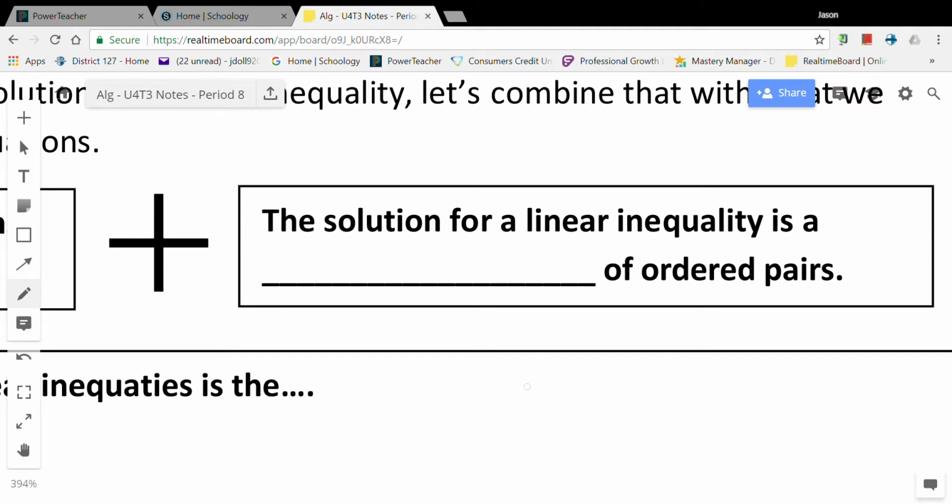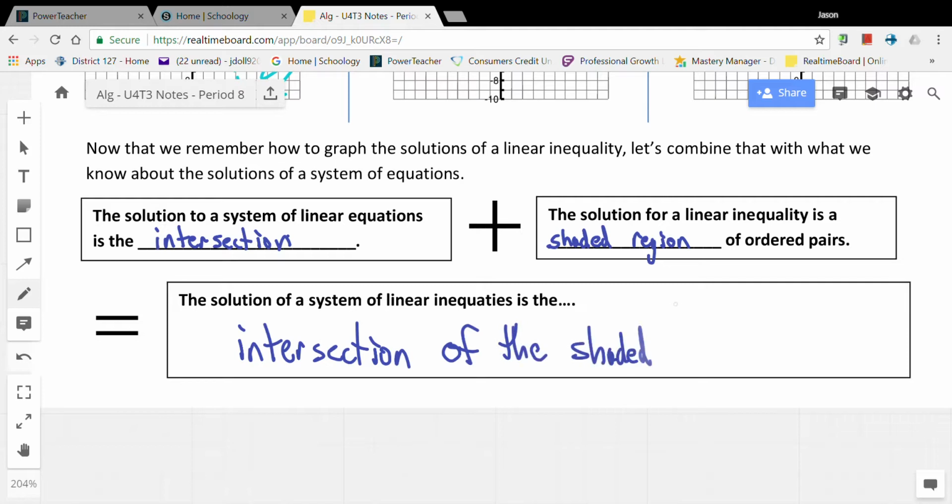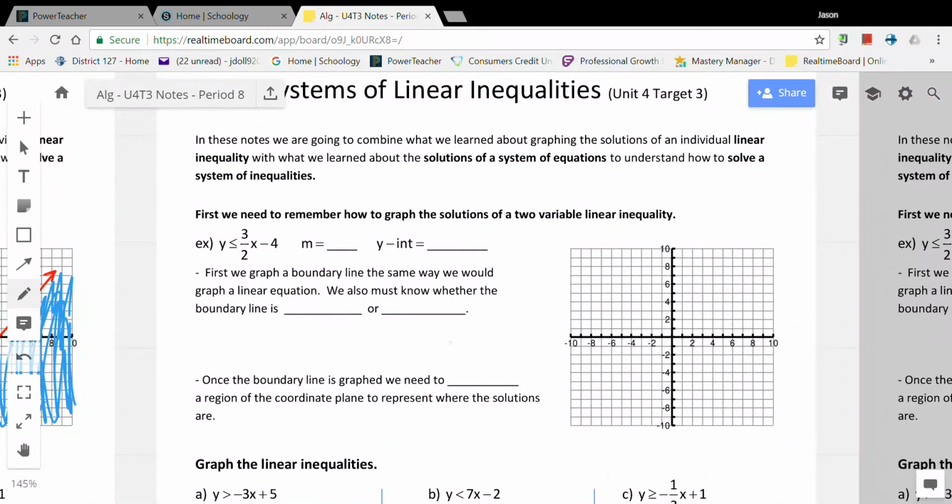Remember, this is an inequality, so our solutions are no longer the lines, but a shaded region. So when we put these 2 together, we're looking for an intersection of the solutions, which are shaded regions. We're no longer looking for just a point of intersection, but we are looking for an entire region of intersections. Let's talk about what that's actually going to look like on a graph.